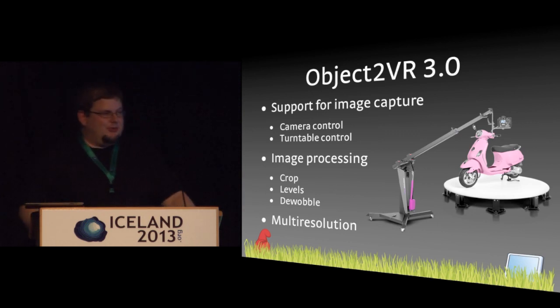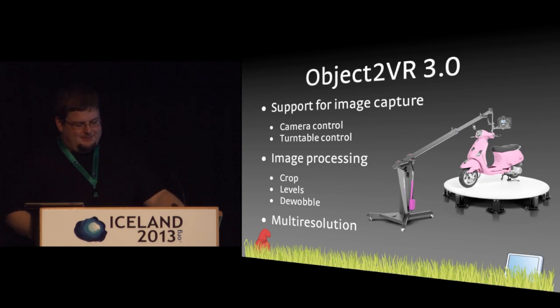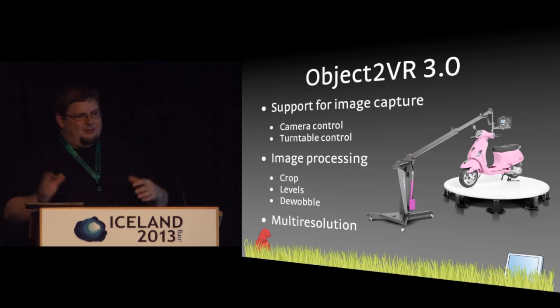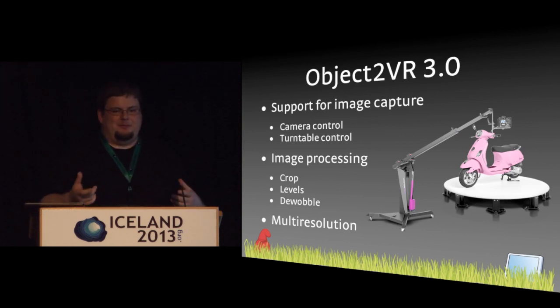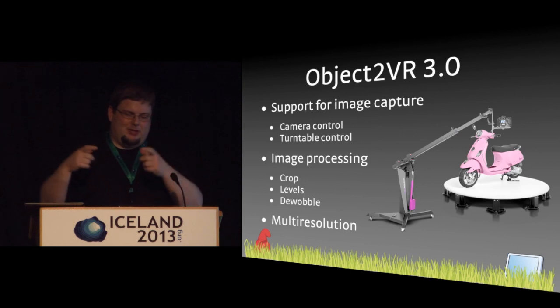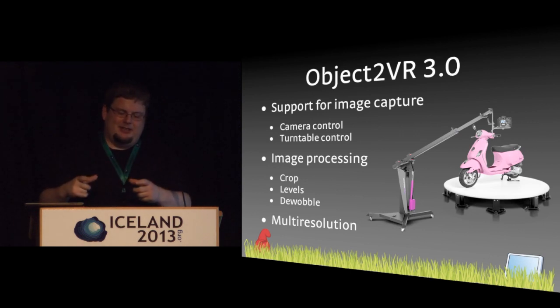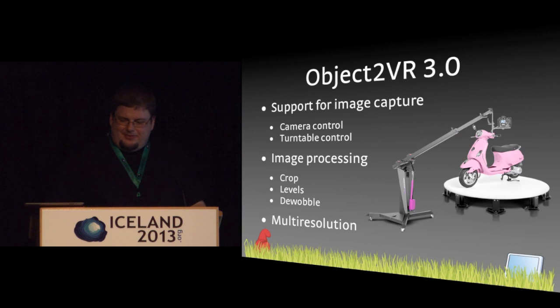We also do the image processing, so you can crop the images within the software. You can change the white balance, change levels. We have a feature called dewobble, because it's very hard if you put an object on the table to really find the center. So it always wobbles, and we have found a cool way to dewobble it. And as said before, it supports multi-resolution, also in HTML5.